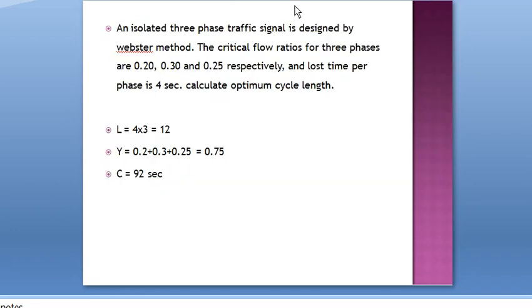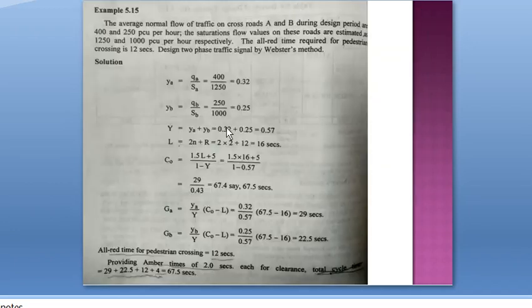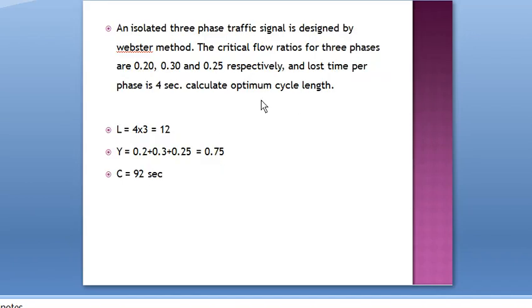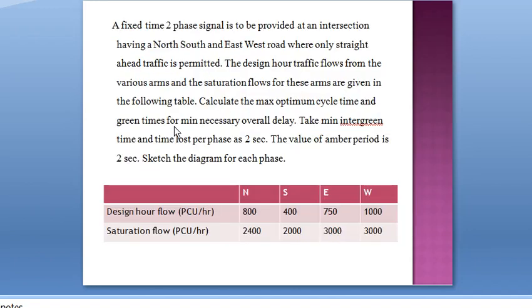In the first problem we calculated the loss time like this, because there all red time was given. All red time is given as 12 seconds. So we used this equation, that is 2n plus R, that is 2 into the number of phases plus the all red time. But in the second problem we calculated the loss time using this equation. Here the value provided is the loss time per phase, and the number of phases, so multiplying these two we get the total loss time. But here, what data is given?